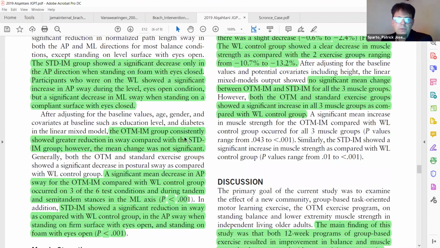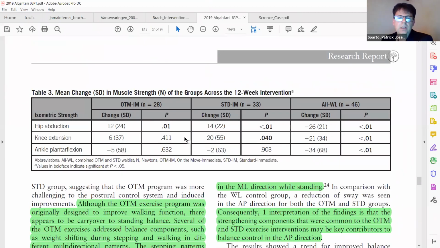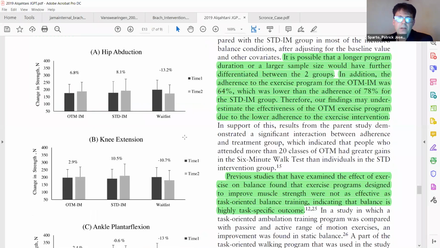The next part of the results to consider is the change in strength. For this, we'll look at these graphs here. First, if we look at hip abduction, we can see the On the Move group had a 6.8% increase in strength. The standard group had an 8.1% increase in strength. But look at what happened to the waitlist group. They actually had a 13% reduction in strength across those 12 weeks when they were just continuing their typical activities.